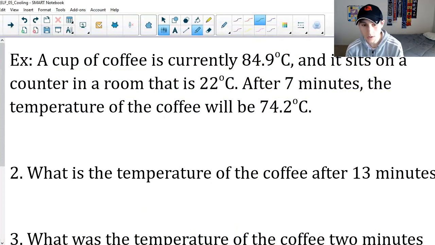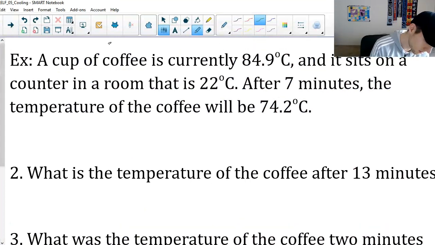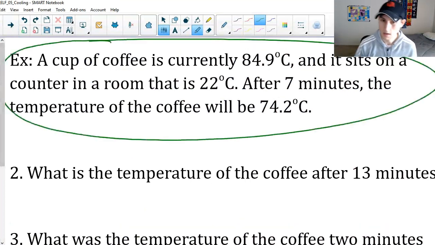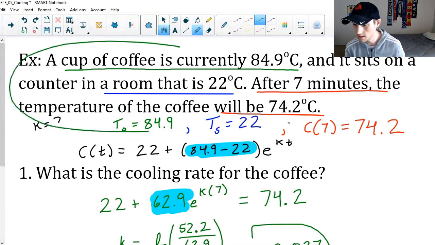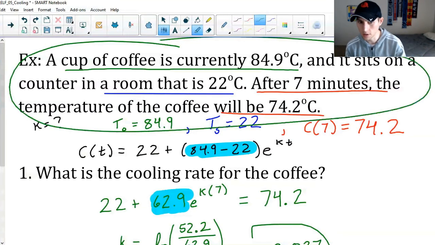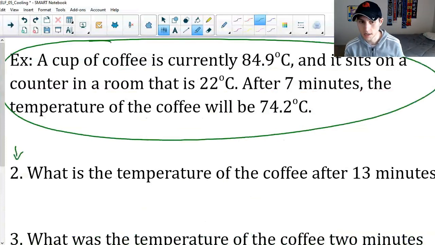All right, so second question. Now, first off, notice this is the same problem from before. Yeah, this is the same thing. I just copied it over to the next thing. That's why we're starting with number 2 here, because this is still part of that last slide.